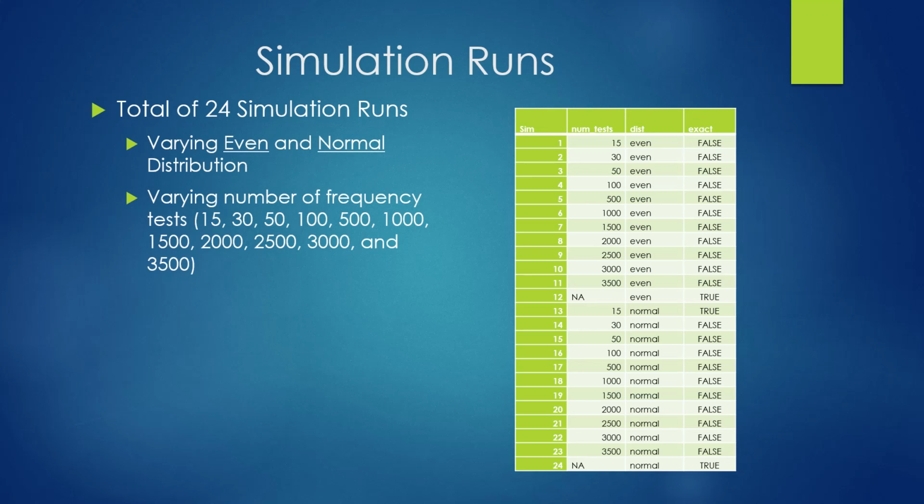So this table shows all of the simulations that I ran and what was varied throughout the simulation. So a total of 24 simulations were run. There were 12 simulations run on the even data set and 12 simulations run on the normally distributed random data set. Each of these sample sets, the number of tests was varied between a small realistic number like 15 up to 3,500 frequency tests, to try to identify the exact operating frequency of each individual core. And so this provides some useful information on looking at the cost of each binning method and how many frequency tests are needed for the binning method to actually be successful.